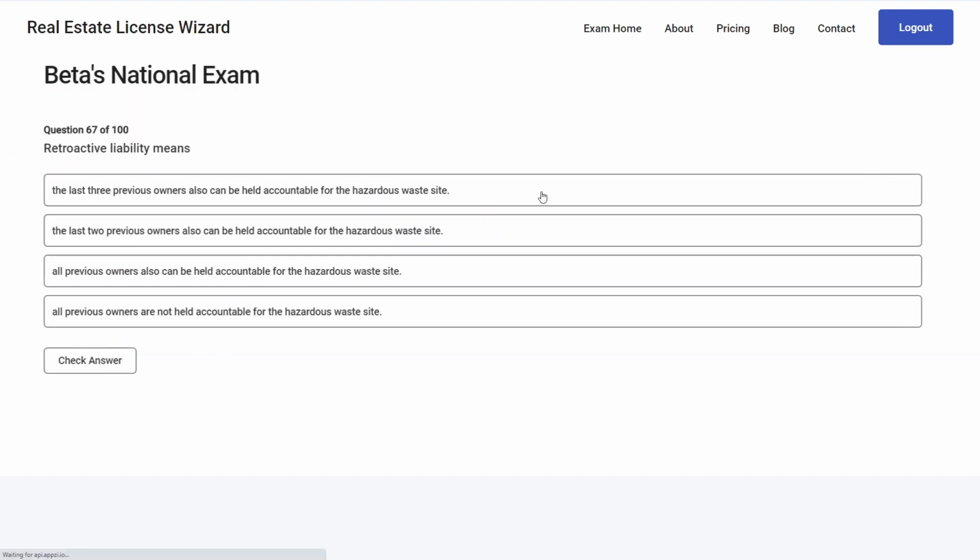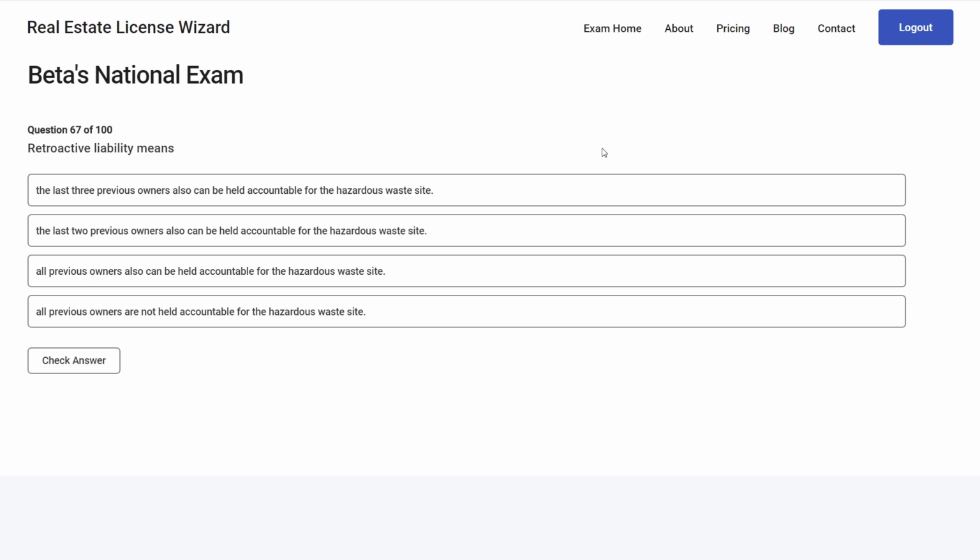All right, next one. 67. Retroactive liability means the last 3 previous owners also can be held accountable for the hazardous waste site. The last 2 previous owners can be held accountable for the hazardous waste site. All previous owners also can be held accountable for the hazardous waste site, or all previous owners are not held accountable for the hazardous waste site. All right, I'm going to give you guys an opportunity to pause here, think it over.